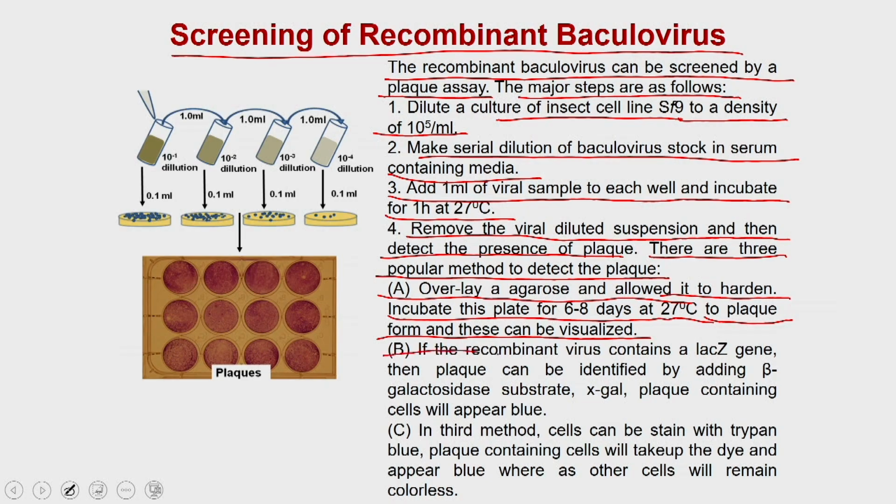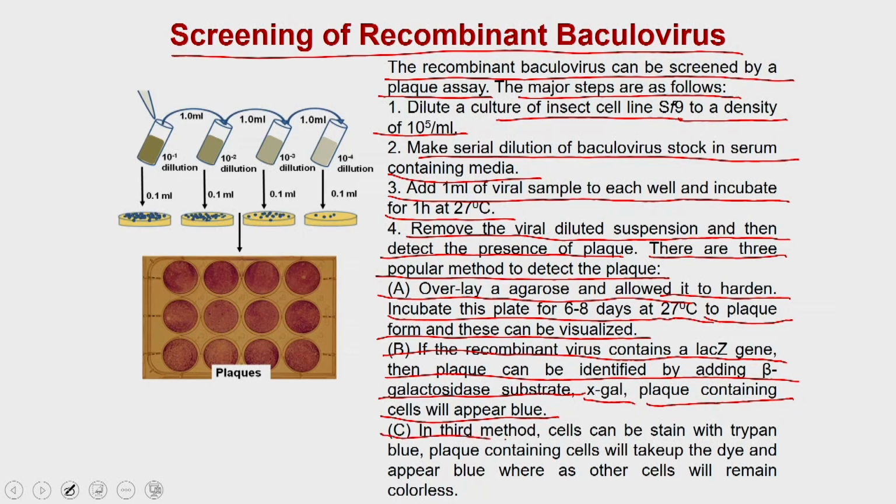Number 2, if the recombinant virus contains a LacZ gene, for example, then the plaque can be identified by simply adding the beta galactosidase substrate such as X-Gal, and X-Gal is going to give you the blue color. So, the plaque containing cells will appear blue.